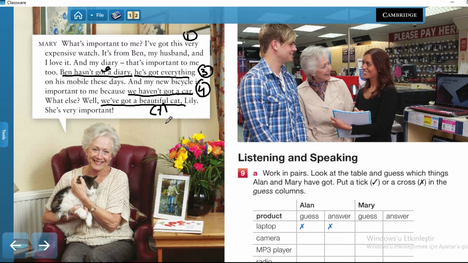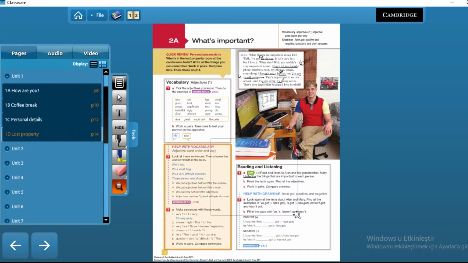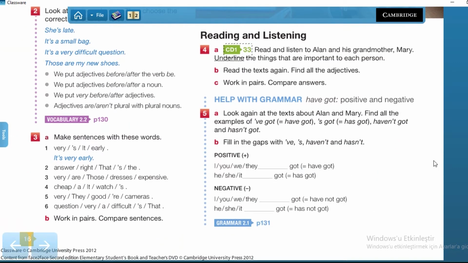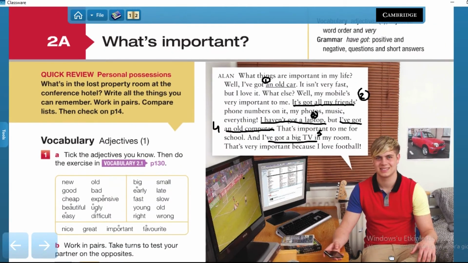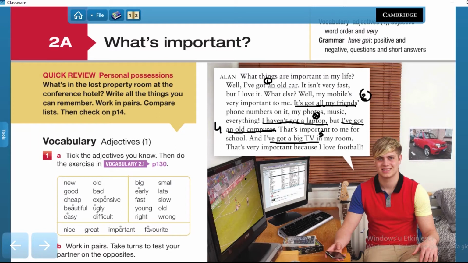So let's get back to the previous page and very quickly have a look at the grammatical points. Before that, we go on with 4b. Read the text again, find all the adjectives. We have, of course, adjectives here which describe the nouns. I've got an old car. So adjectives come before the noun. Old car. That's number 1. Number 2, it isn't very fast. Fast is number 2. What else?